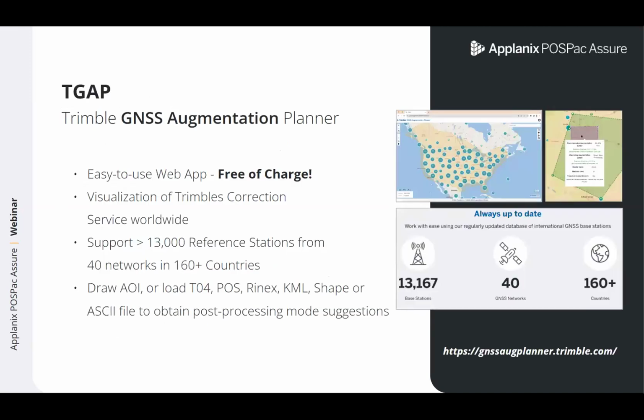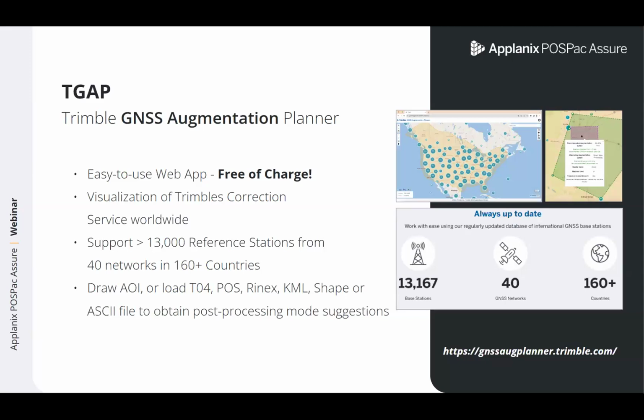Now, the other thing is the TGAP app. I think I mentioned that already. This is an exciting free of charge tool. It's also a web application. So TGAP stands for Trimble GNSS Augmentation Planner. And at the end, that does visualize all of the Trimble correction services worldwide. And we're supporting more than 13,000 reference stations from 40 networks in about 160 plus countries.